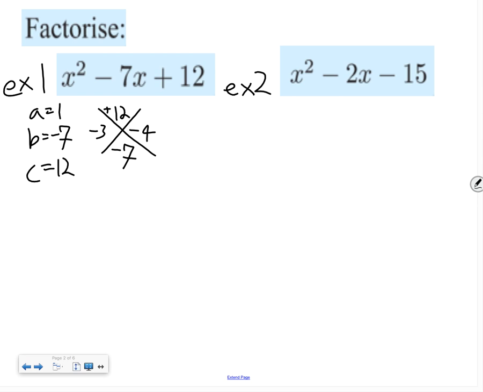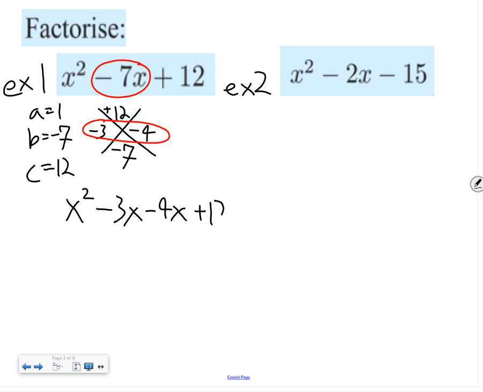So therefore, I'm going to use those two numbers just to rewrite this expression. I'm not changing it, I'm just rewriting it in such a way that will help me break it down into its factors. So minus 3x minus 4x plus 12. Notice I'm just splitting this term. Those are equivalent.